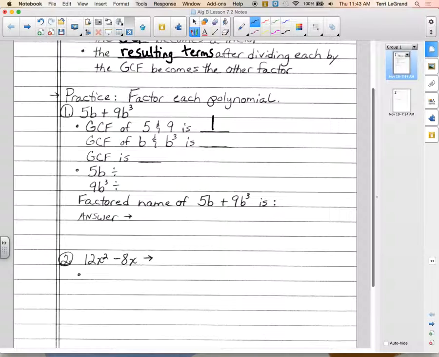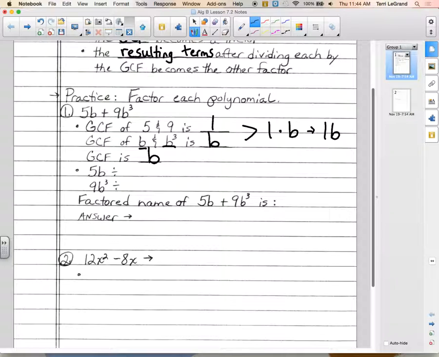How about the GCF of the variable parts? Just b. This term has 1 factor of b, and this one has 3 factors of b. We have to be able to take the same amount out of both of them, so we can only take a b out of both. So our GCF of the variable parts is b. We multiply them, so 1 times b is 1b, or we'll just call it b. The GCF is b.